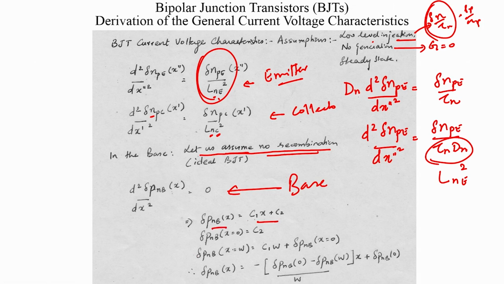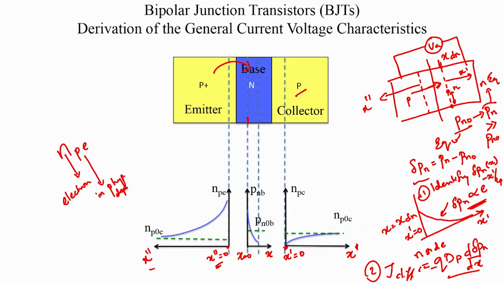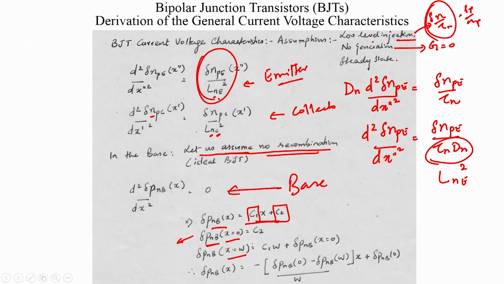It asks for a linear dependence of the minority carriers with respect to x, and the way you find out these two constants is that you identify what is the minority carrier concentration, which is the holes in the base at x equal to 0, okay, and at x equal to W. So, what is x equal to 0 and x equal to W? We are asking for what is the concentration here and what is the concentration here, and if you know these 2 points you identify these 2 coefficients, okay, and therefore, this is the general solution for delta p_n in the base.